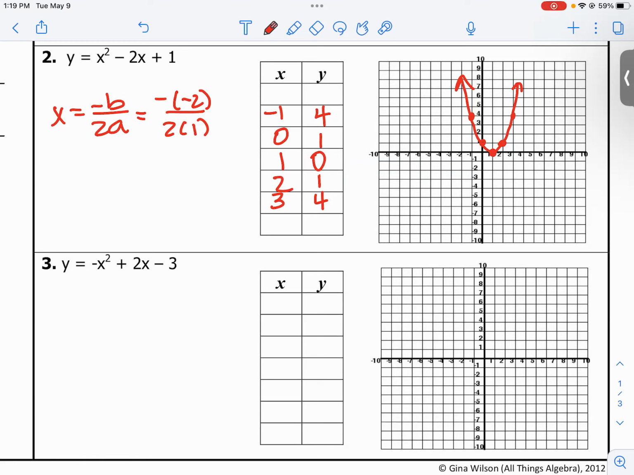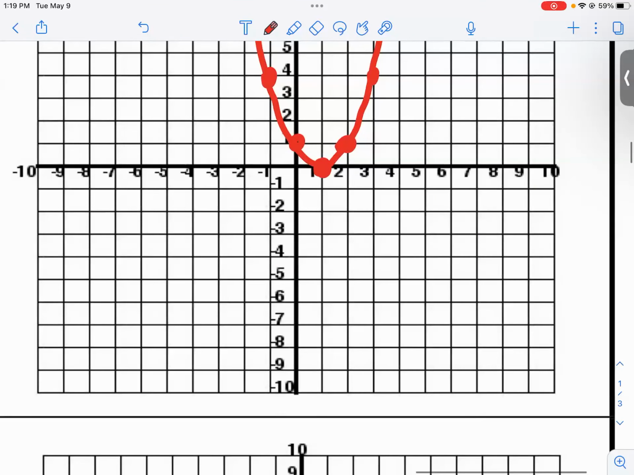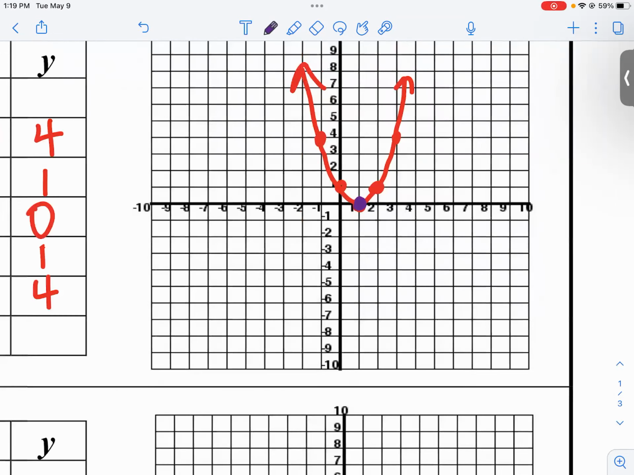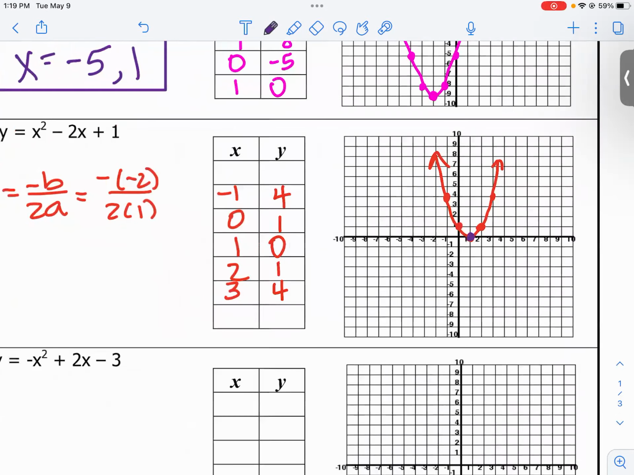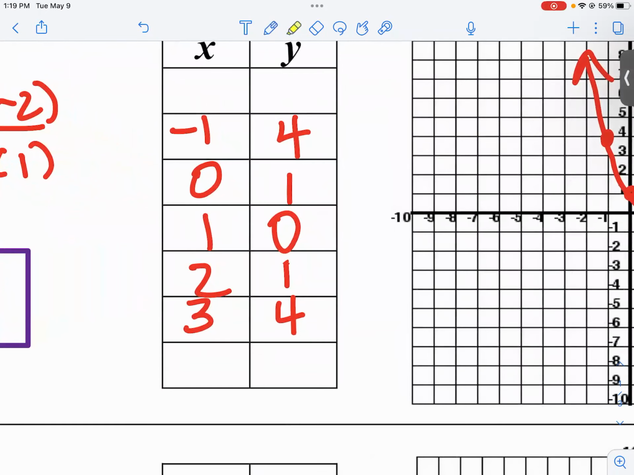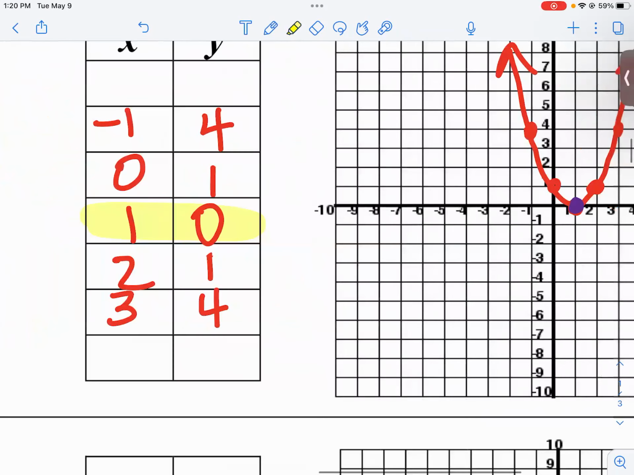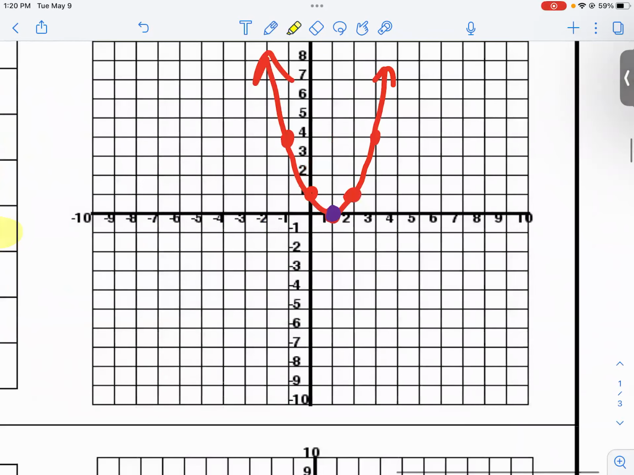How many times does it touch the x-axis? 1 time, right here. At x equals what? Solution. Okay, if you're having trouble, what could I look at here? Where is the y 0? Gus? Yep. Where is the y 0? Where are we touching the x-axis? That is the solution we are looking for.